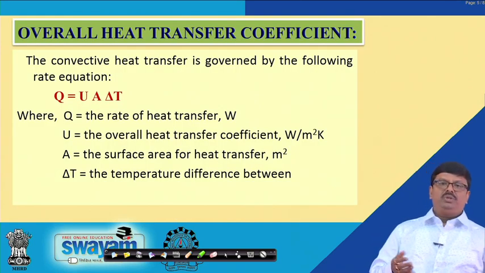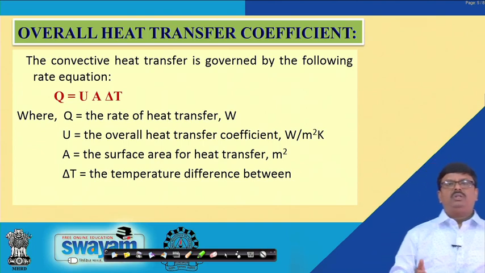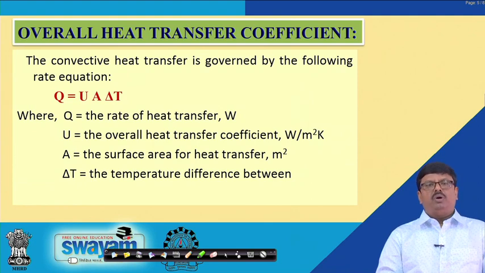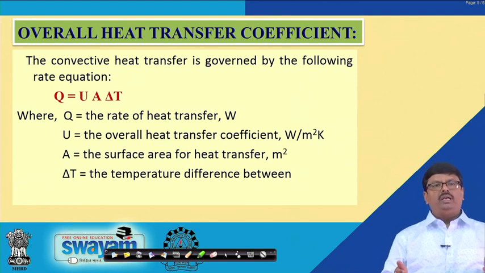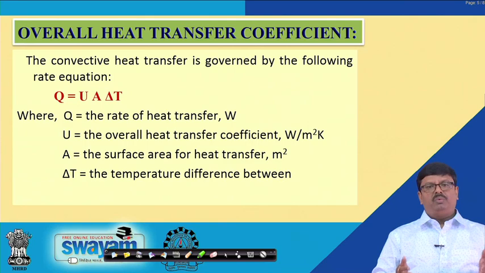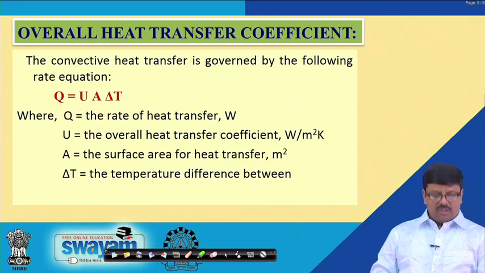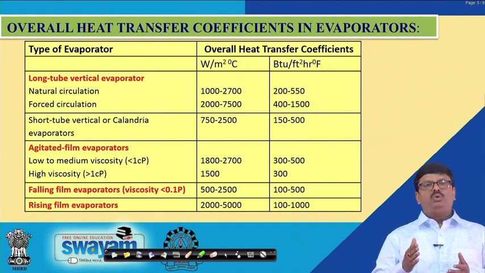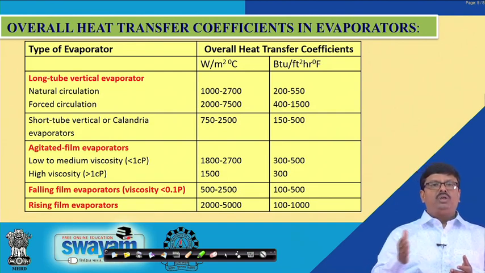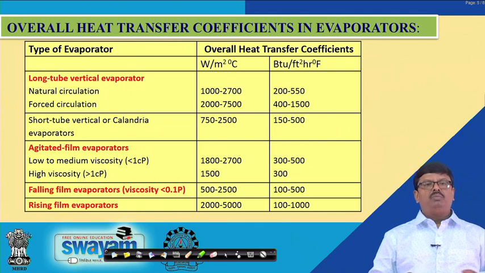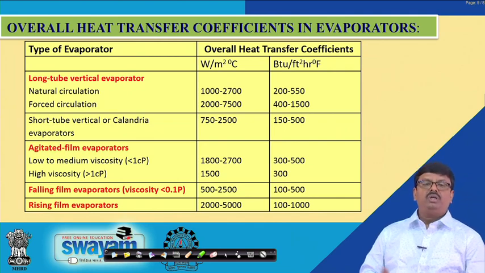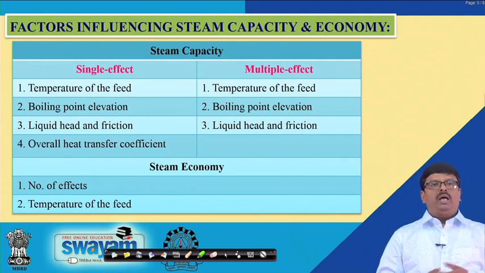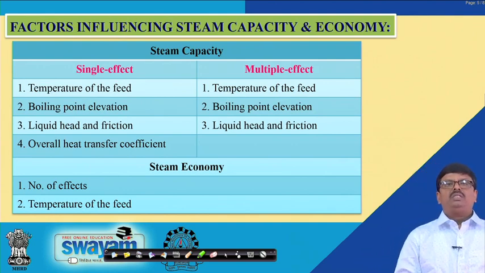And the overall heat transfer coefficient is one of the important factors to be considered for the design of an evaporator. The equation we generally use is Q equals U A delta T, where U is the overall heat transfer coefficient, in watt per meter square Kelvin. We can see that for different types of evaporators, such as long tube vertical, agitated film type, and falling film evaporators, the overall heat transfer coefficient will be different. So, we can have some idea about the overall heat transfer coefficient for different evaporators, and these are the factors influencing the steam capacity and economy.